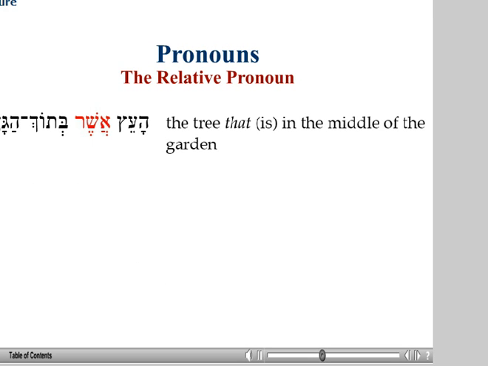Ha'etz asher bethok hagan. This construction translates, the tree that is in the middle of the garden. We have highlighted in red the relative pronoun asher. Notice that it immediately follows the noun it is modifying.